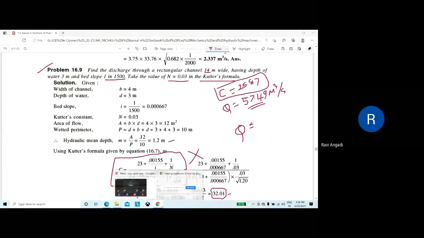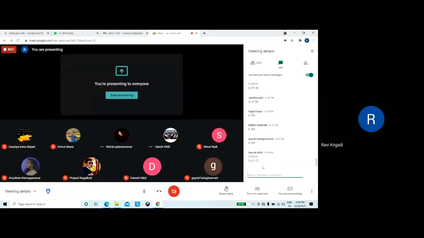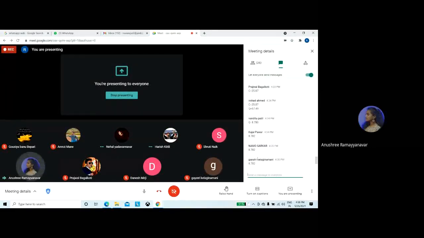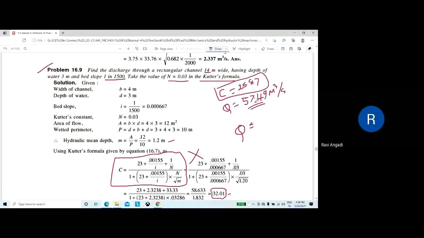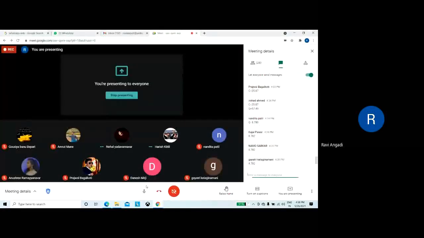Some have written the answer 21. Gayatri Kalginmani 8.782. Is it correct? Okay, sorry. Nandita Patil 8.780. Yes, sir. Is it correct? Have you checked, cross verified? Which one is correct? 57.49 or one more answer is 21.73.